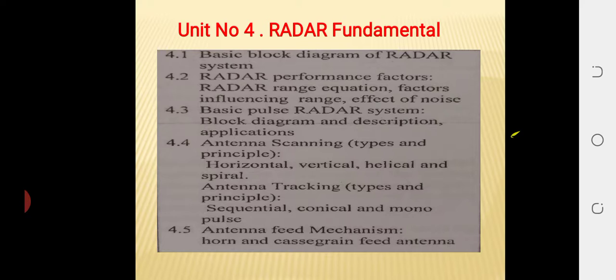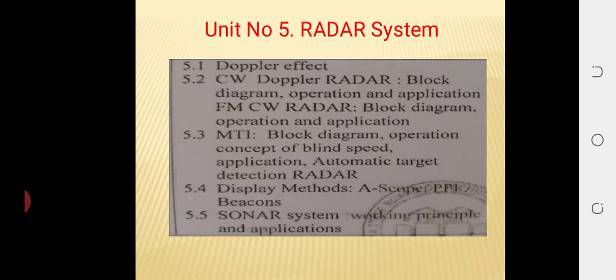Now come to unit number 5. Unit number 5 is radar systems. In this we are going to study the Doppler effect, the block diagram, operation, application, as well as the FMCW radar, block diagram, operation, as well as their application. The next one is the MTI. This MTI we are going to study in detail with the help of the block diagram, working principle, as well as the concept of blind speed.